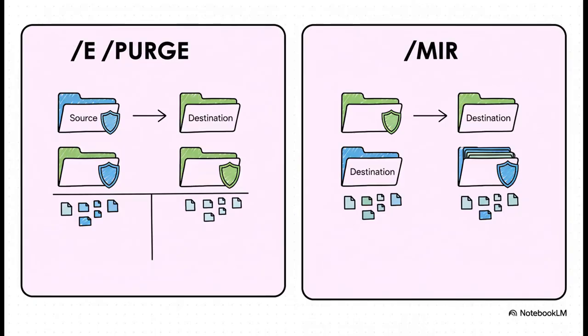Now for a little pro tip. Even though /MIR is basically /E plus /purge, there's this one tiny but super important difference. If you use /E plus /purge, the security settings on the main destination folder itself are left alone. But if you use /MIR, it will overwrite the destination folder security with the source's.